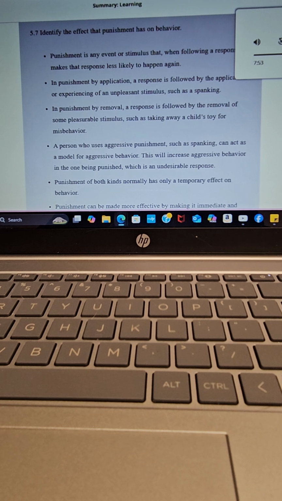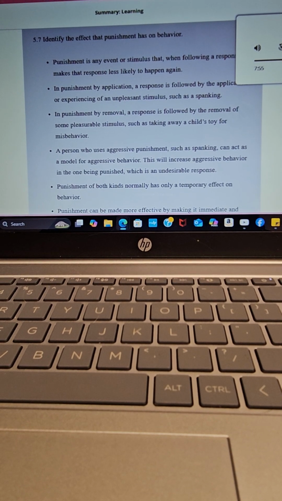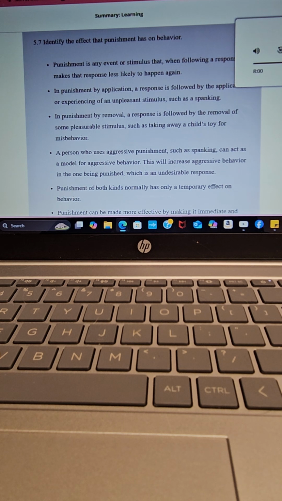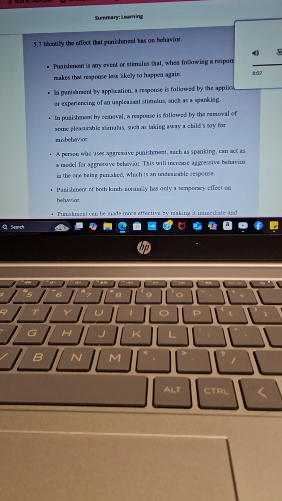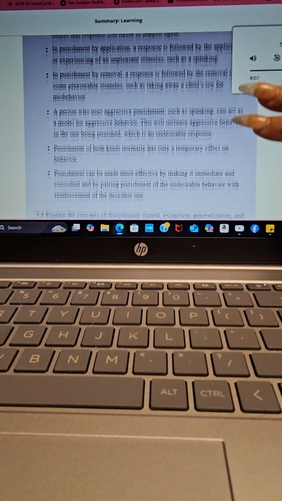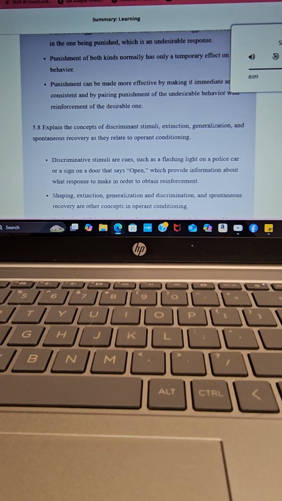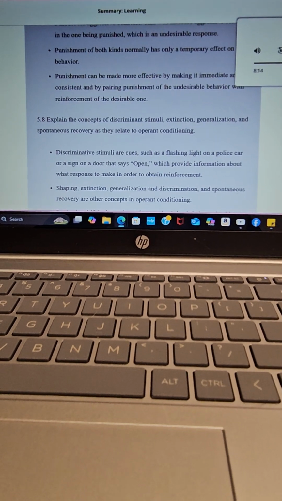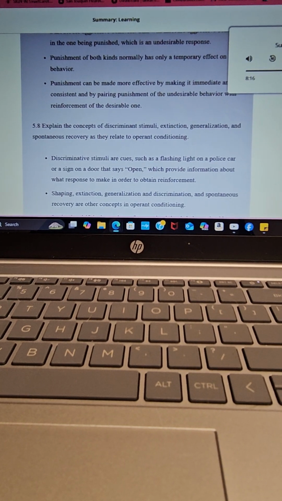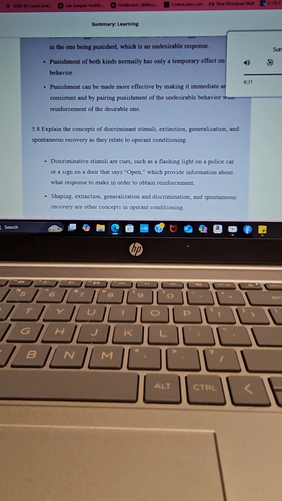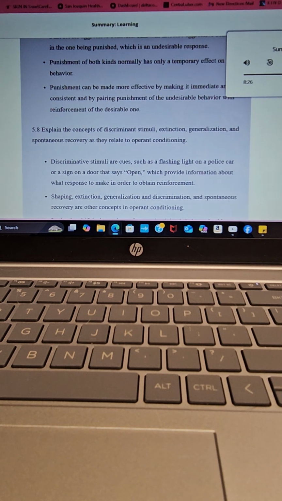A person who uses aggressive punishment, such as spanking, can act as a model for aggressive behavior. This will increase aggressive behavior in the one being punished, which is an undesirable response. Punishment of both kinds normally has only a temporary effect on behavior. Punishment can be made more effective by making it immediate and consistent, and by pairing punishment of the undesirable behavior with reinforcement of the desirable one.